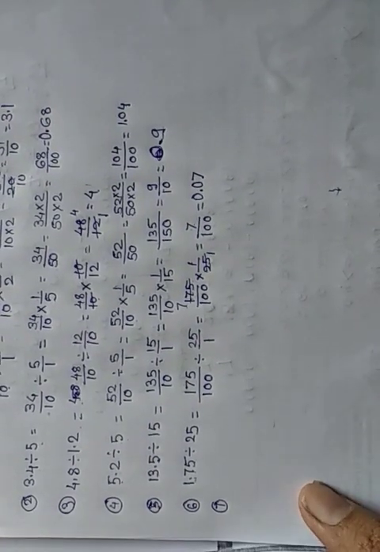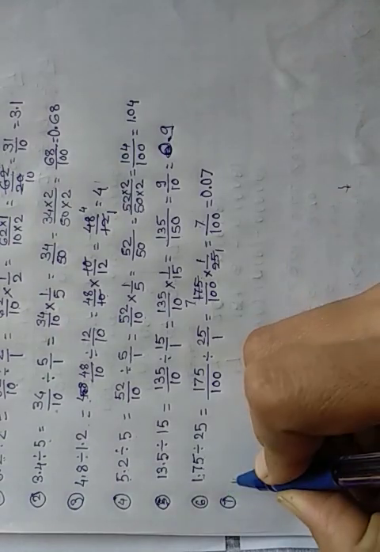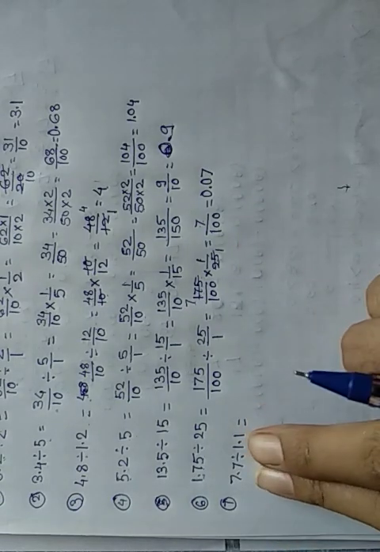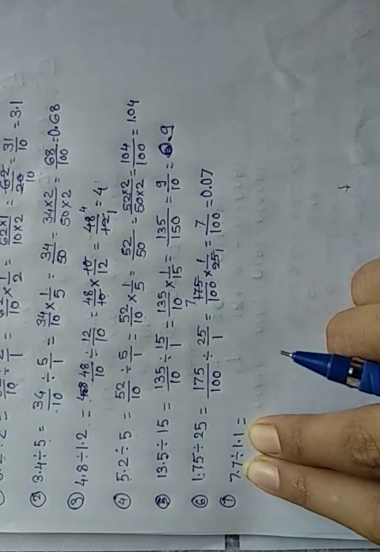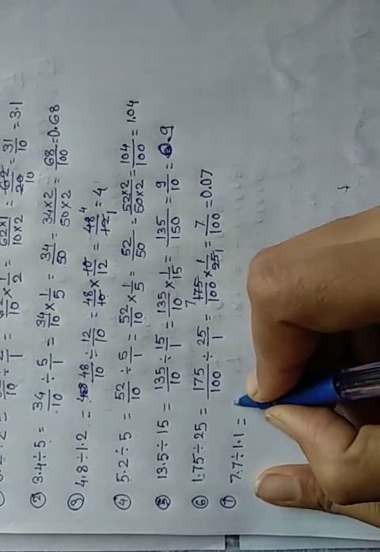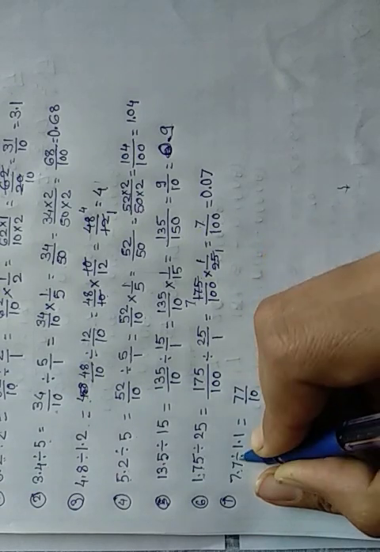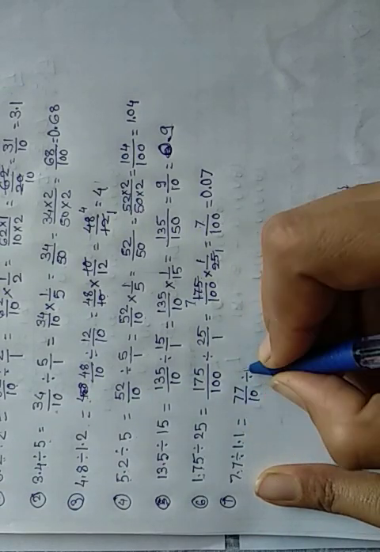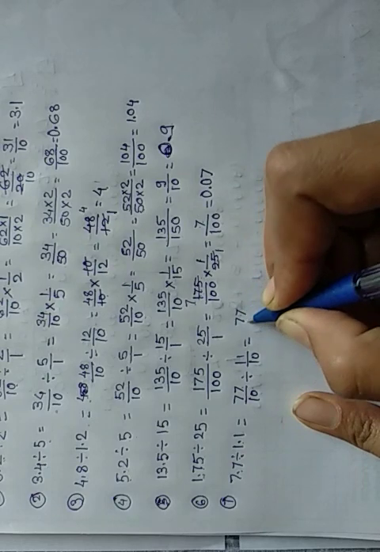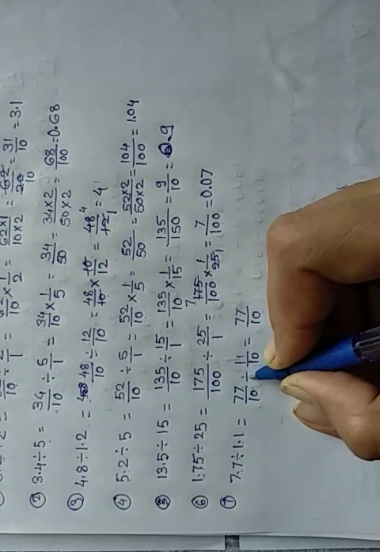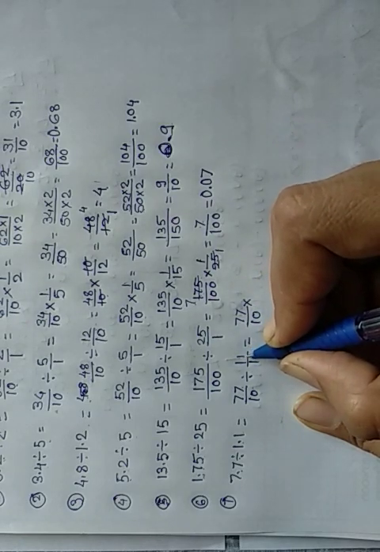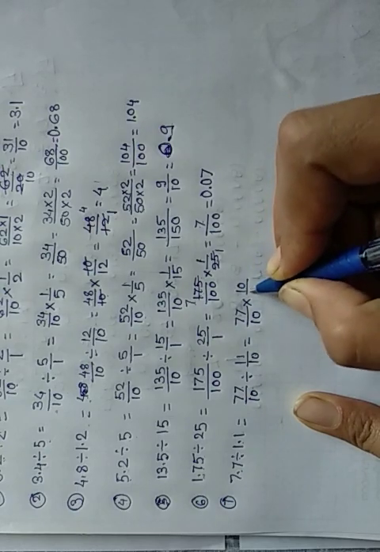Let's see the next example. 7.7 divided by 1.1. See here, these both numbers are in decimal fraction. So convert these numbers into common fractions. 7.7 means 77 upon 10 divided by 1.1 means 11 upon 10. Now write down the first fraction as it is, 77 upon 10, and convert this division into multiplication and write down the multiplicative inverse of 11 upon 10, that is 10 upon 11.